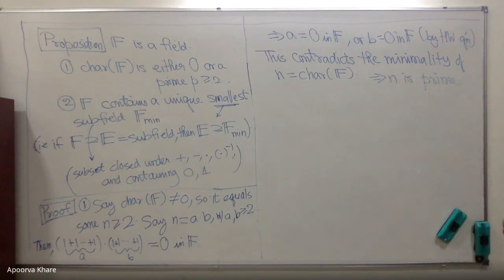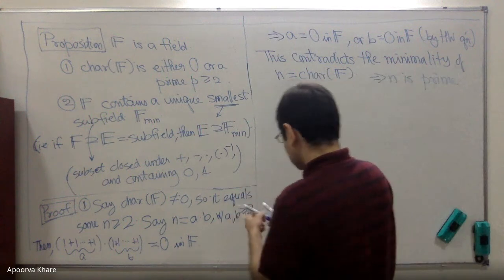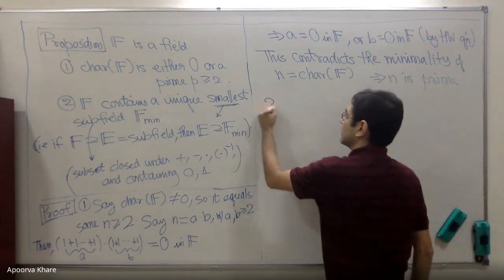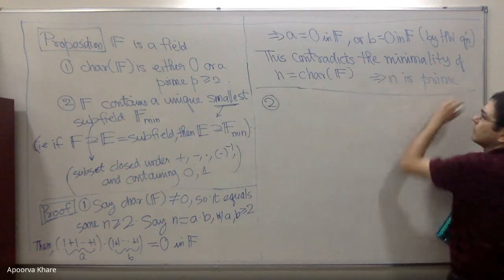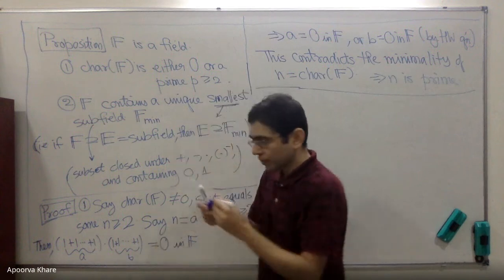That is part 1. Part 2: F contains a unique smallest subfield. This is not very hard. It is slightly longer, not harder really, but it's longer. So what you do is the following. How do you find this subfield?